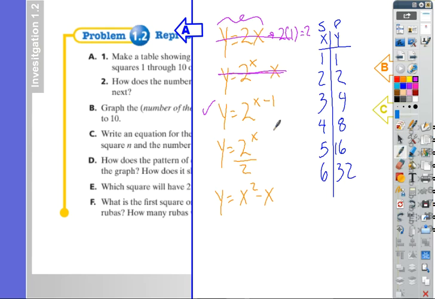So we have 2 to the first divided by 2. 2 to the first is 2. This is 2 divided by 2. 2 divided by 2 is? Did it work? Let's try the next one.